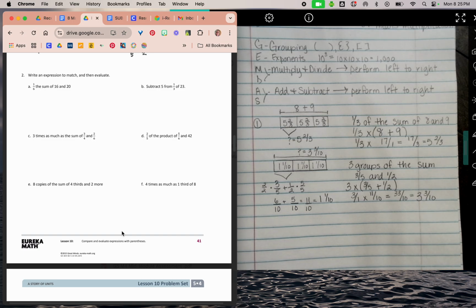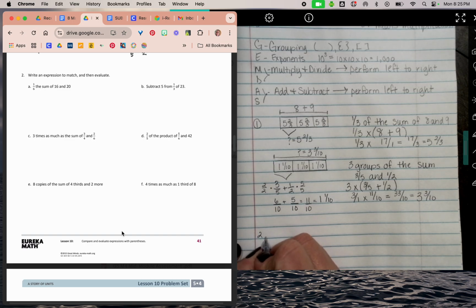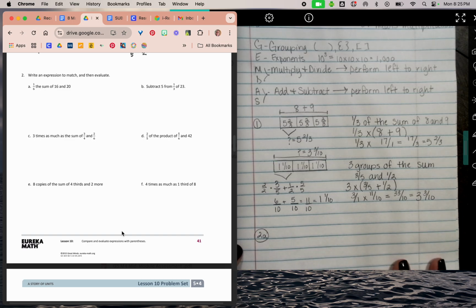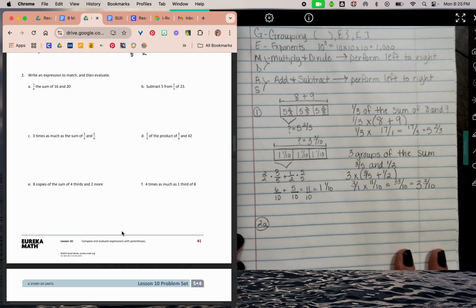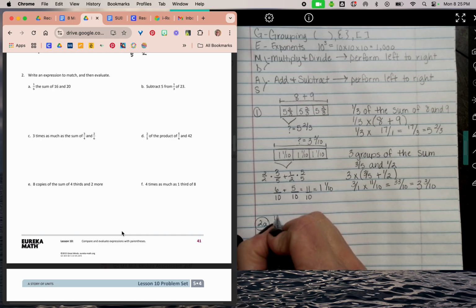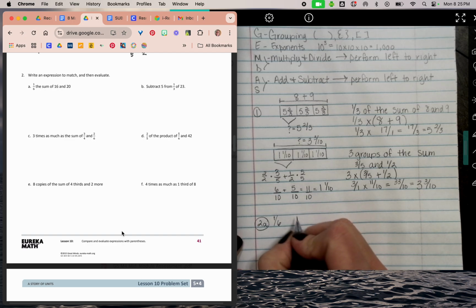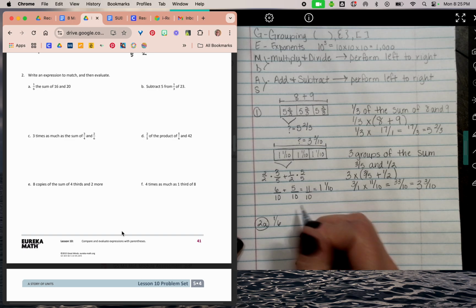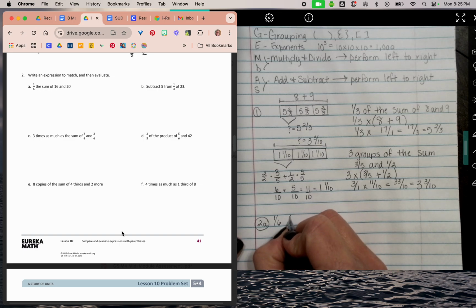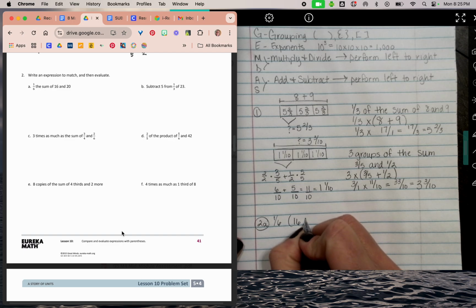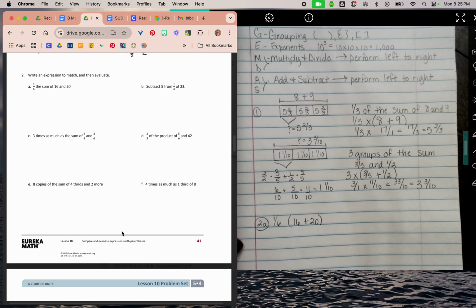So when we look at 2a, 1/6 the sum. So let me set us up here. We have 1/6 the sum of 16 and 20. 1/6 the sum of 16 and 20.